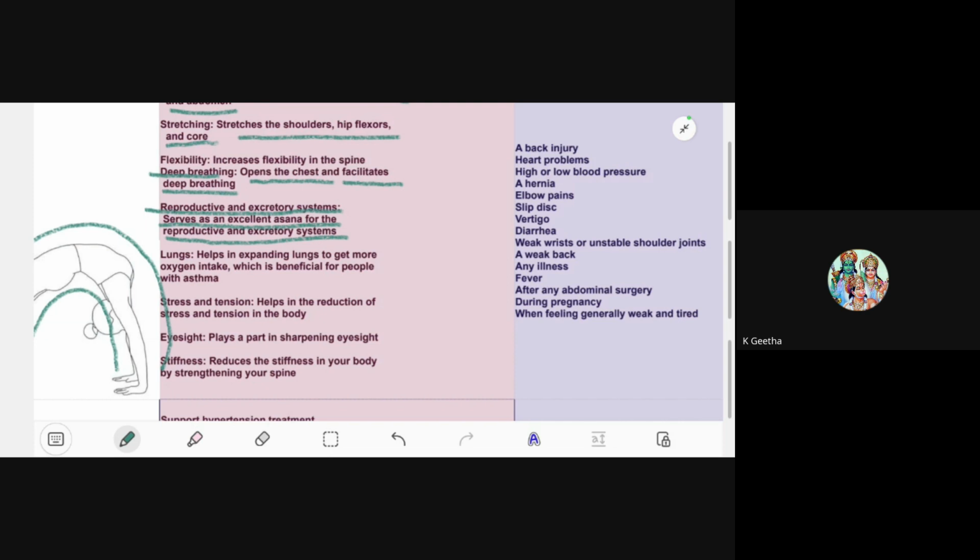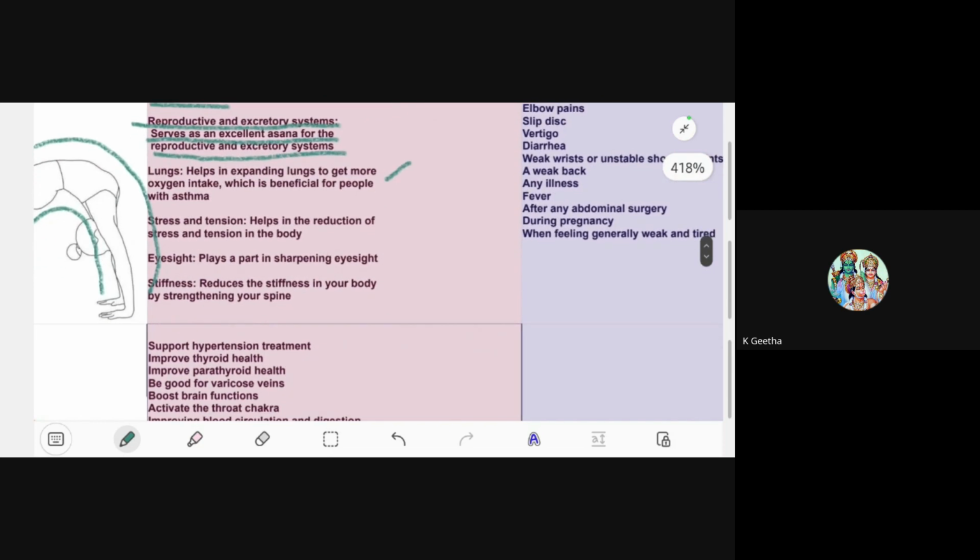Lungs: it helps in expanding the lungs to get more oxygen intake, which is beneficial for people with asthma. This is beneficial because it opens the chest. There is no contraction in the chest. Though there is a backward contraction, it is not at the level of contraction where we should avoid it, though people from an asthma background should avoid this. Okay.